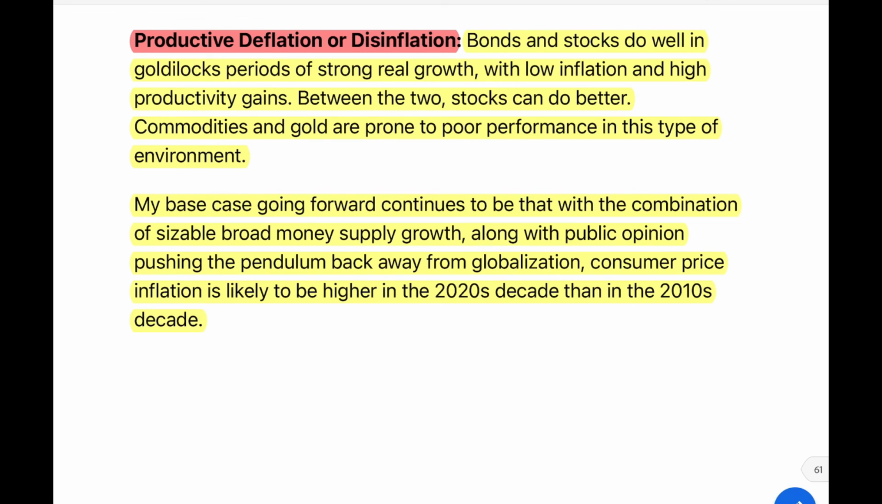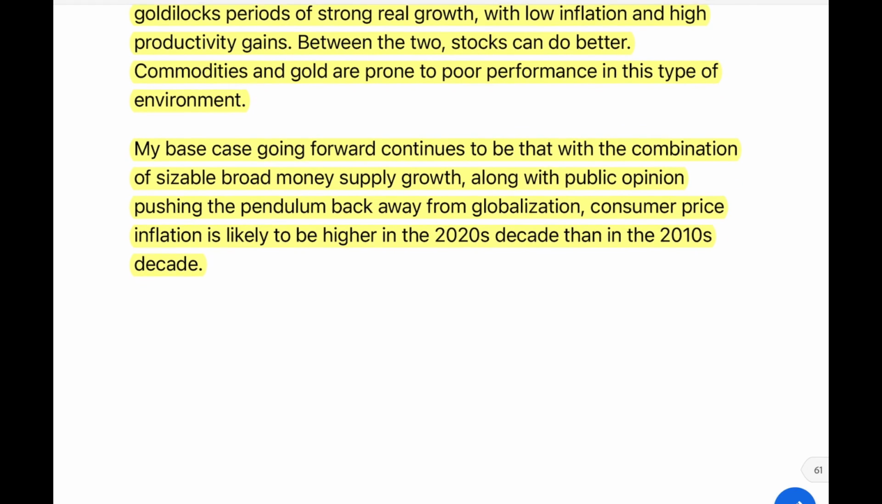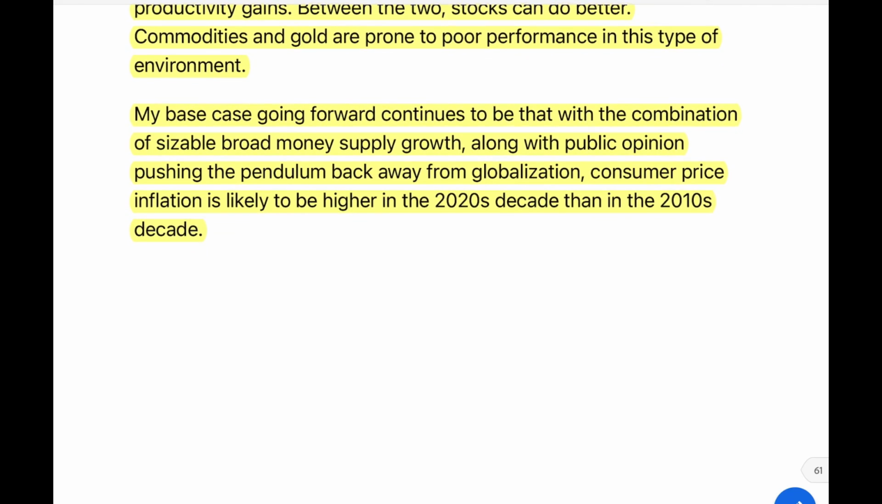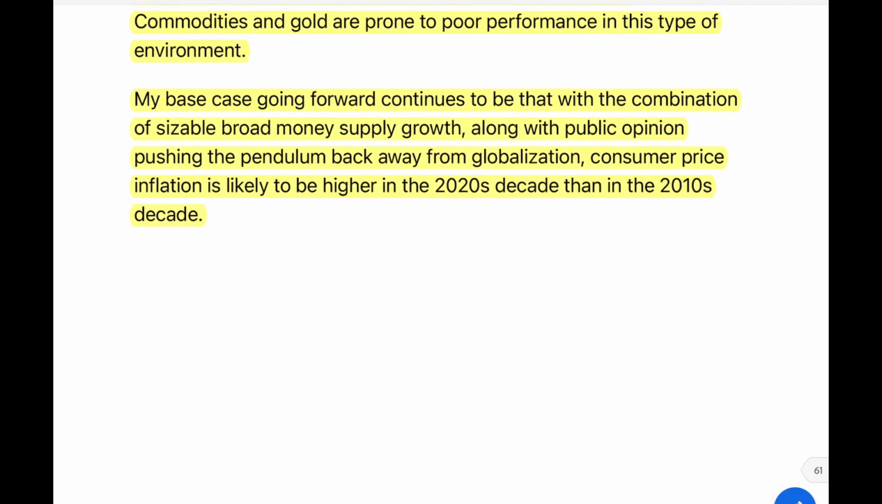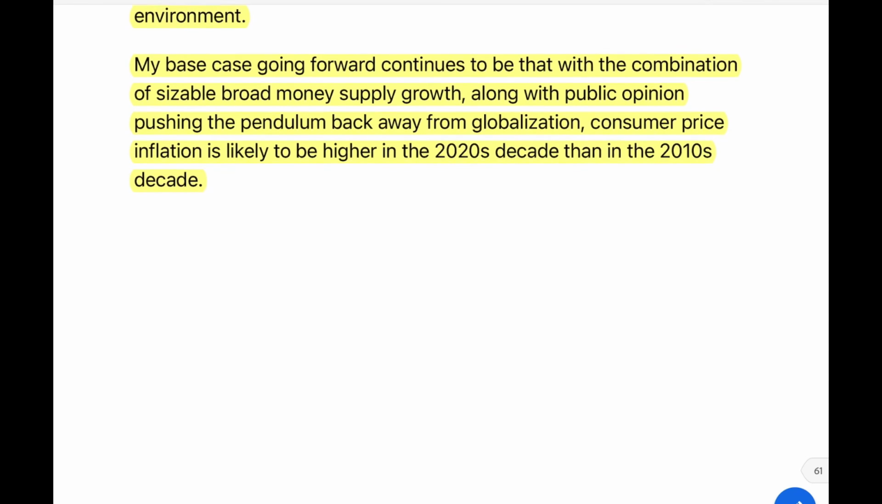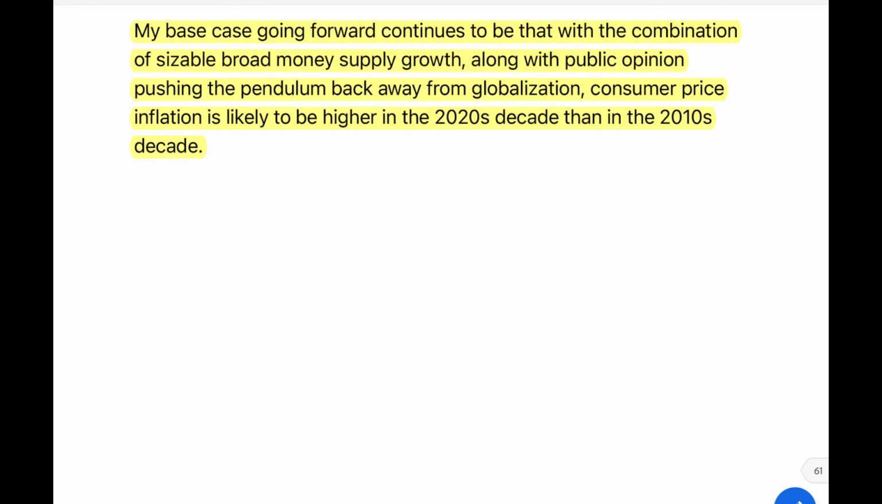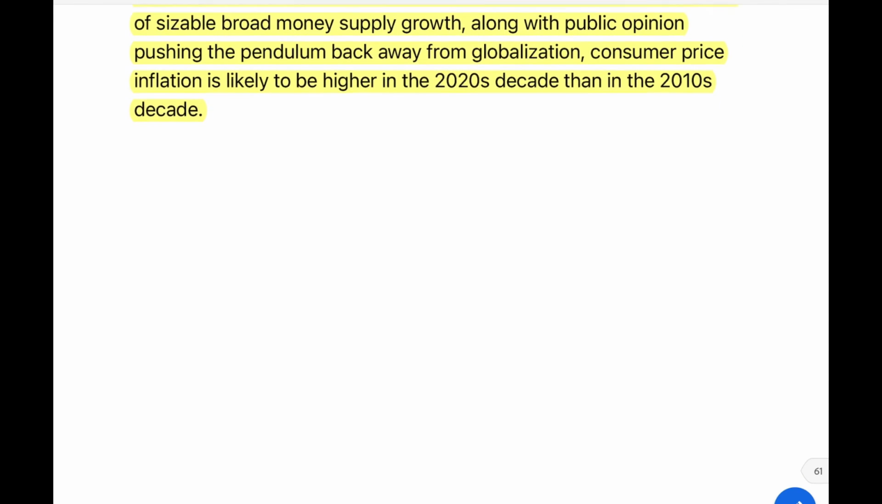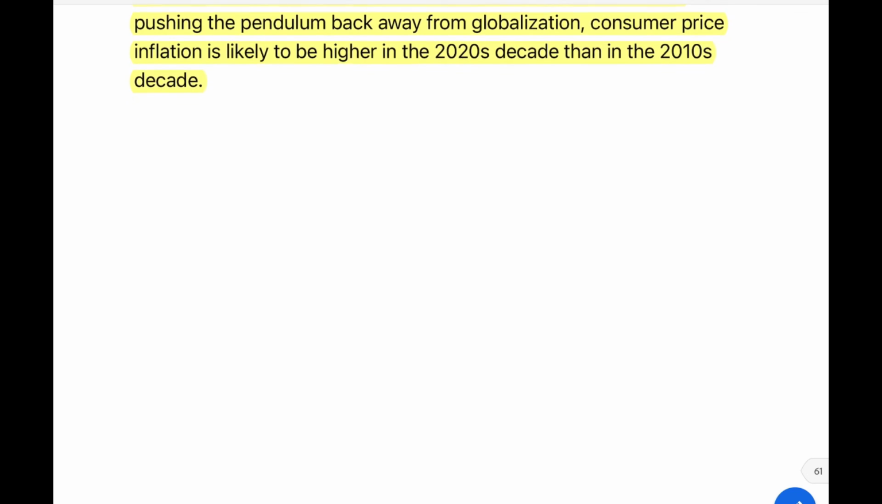My base case going forward continues to be that with the combination of sizable broad money supply growth along with public opinion pushing the pendulum back away from globalization, consumer price inflation is likely to be higher in the 2020s decade than it was in the 2010s decade.